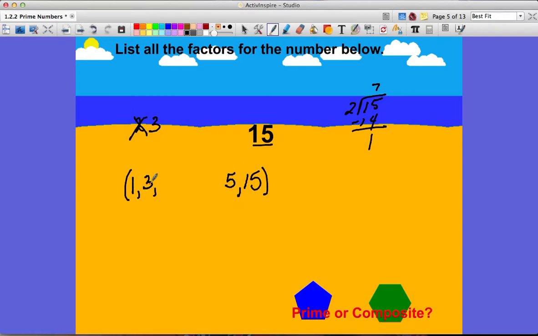Now I have to think of what's next. 4. Is 15 divisible by 4? We can try it just in case we're unsure. It goes in 3 times. Nope, I have a remainder, so 4 is not a factor. And since the only whole number between 3 and 5 is 4, I know that I'm done, so my factors are 1, 3, 5, and 15. And because this number has 4 factors, it is actually a composite number.